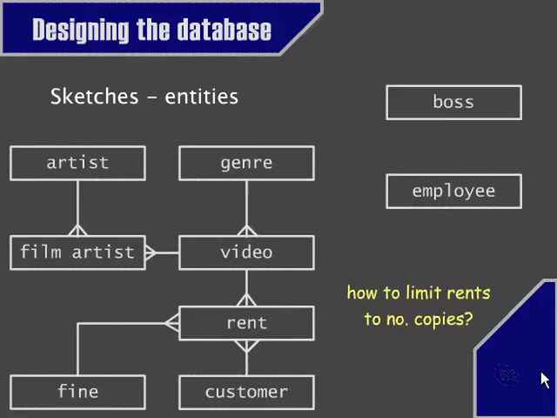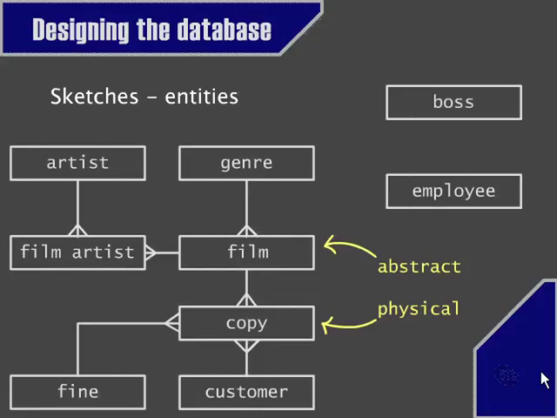A better way would be to remove the video entity altogether and the rents entity, and to replace those with a film entity and a copy entity. The film entity is essentially all the information about the film itself, and all the relationships with genres and the artist that made that film would all be kept connected to the film entity.